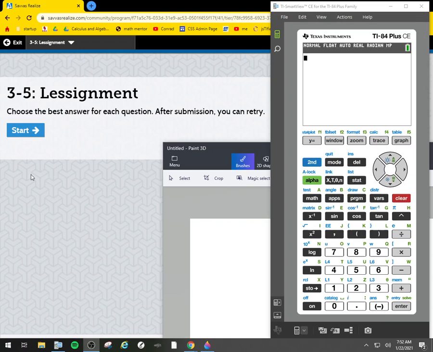Today we're going to look at lesson 3-5. This is all about scatter plots.